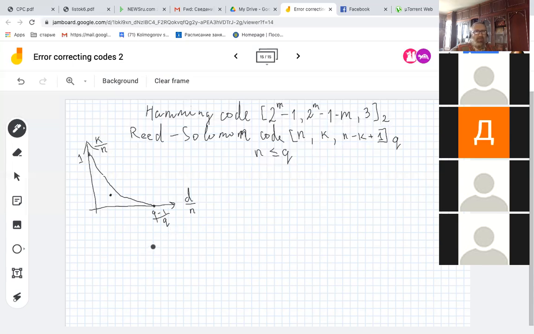So somehow we need to find codes with good ratio, with good rate and relative distance, which have efficient encoding and decoding procedure. First of all, we will consider the so-called random linear codes. For random linear codes, the encoding is efficient, but the decoding is not. And they are very easy to construct.